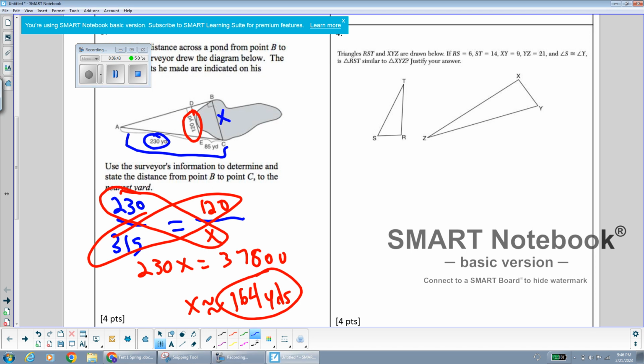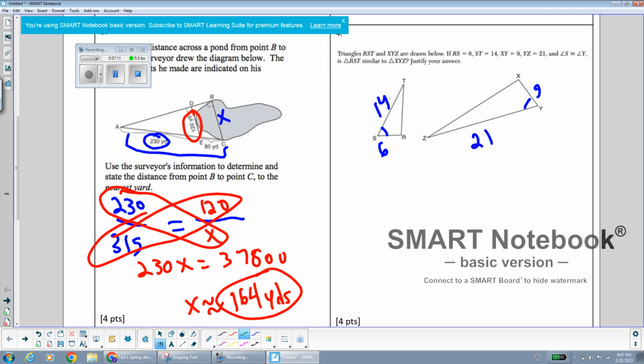Okay, so RS is 6. ST is 14, XY is 9, YZ is 21, and angle S is congruent to angle Y. So already I see the congruent angle in between the two sides that have measurements. My mind is automatically going to SAS. As long as the sides are proportional, then SAS will definitely work.